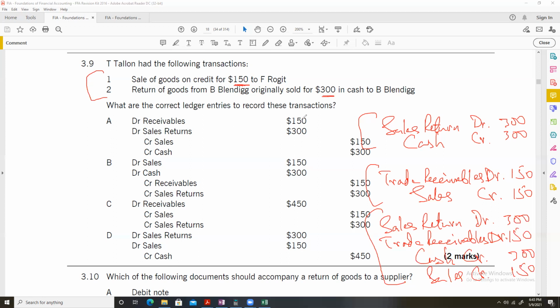Now, receivables debit, yes. Here I have debited the receivables account. Sales return, definitely we will debit the sales returns. And yes, we will credit sales by 150, and we will also credit cash by 300. So this is the correct answer to this question. A is the correct answer. This is the double entry that we will record for these two transactions.